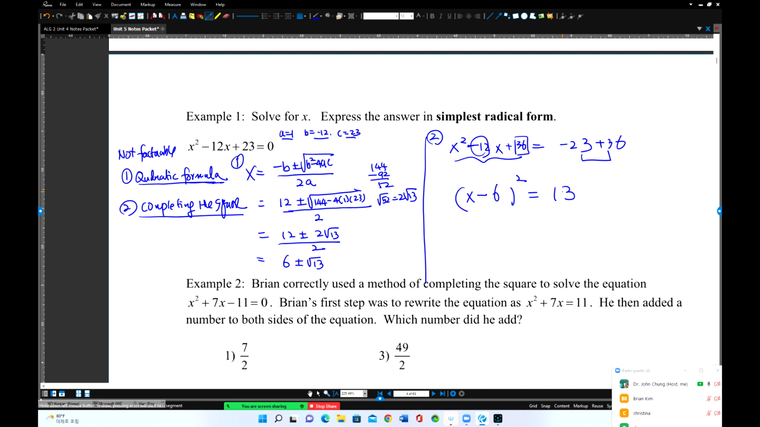After that, take the square root, okay? x minus 6 equals plus minus square root 13. So add 6 to both sides: x equals 6 plus or minus square root 13. It's the same solutions. It's okay.